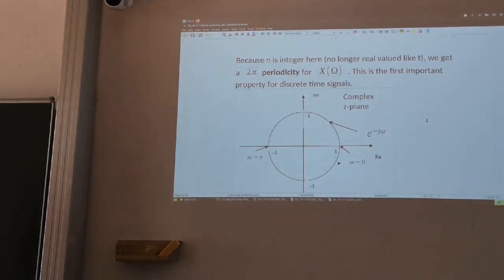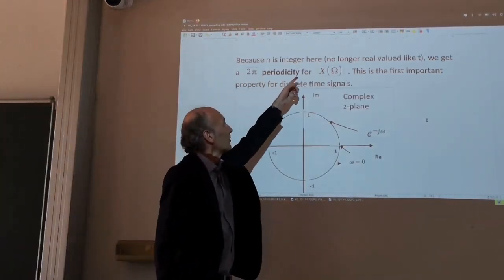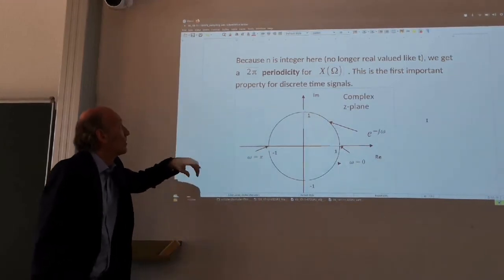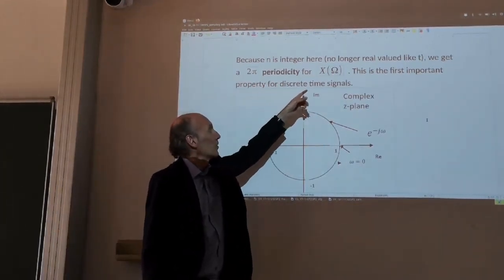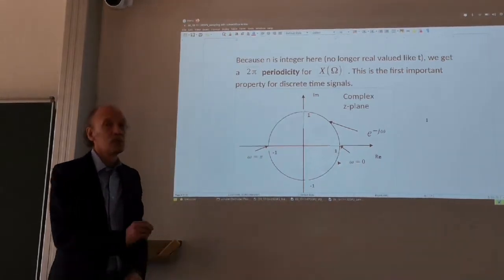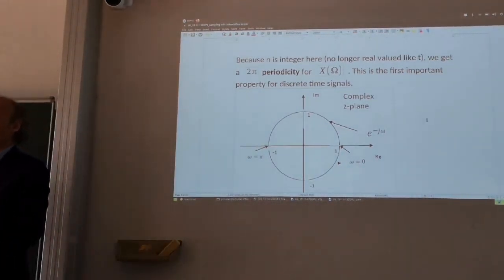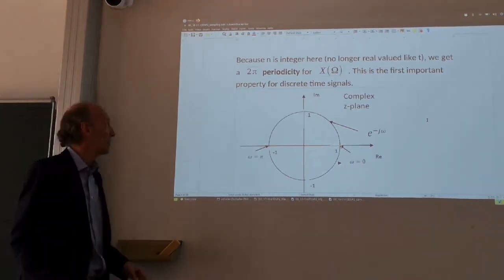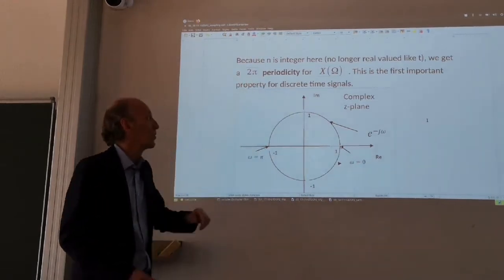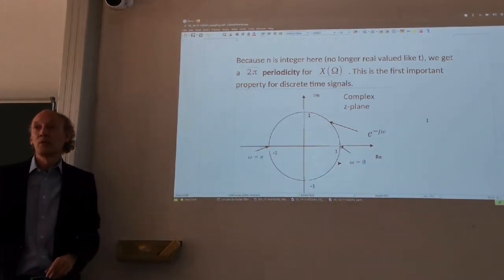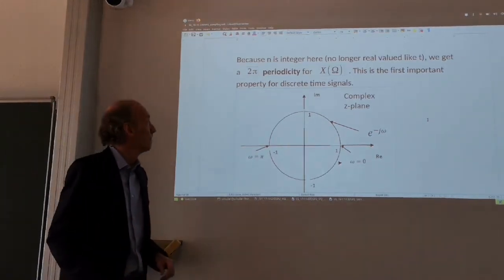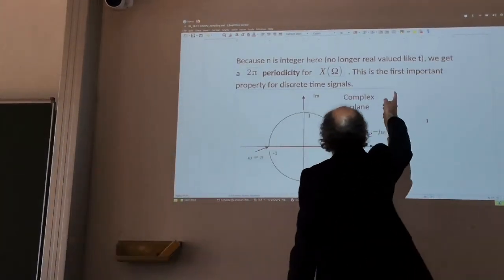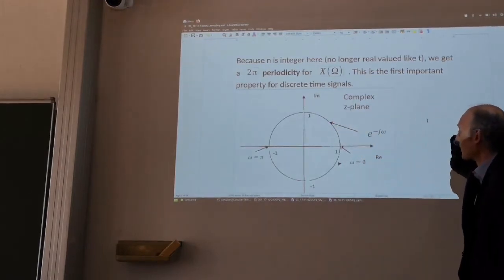Another important consequence is that because n is an integer, no longer real valued like t, we get a 2 pi periodicity for X of omega. So our frequency variable omega now is not really going from minus infinity to plus infinity anymore. Well, it actually does, but it repeats. It repeats every 2 pi. And that's because we have this integer valued time variable n. That's the first important property for discrete time signals.